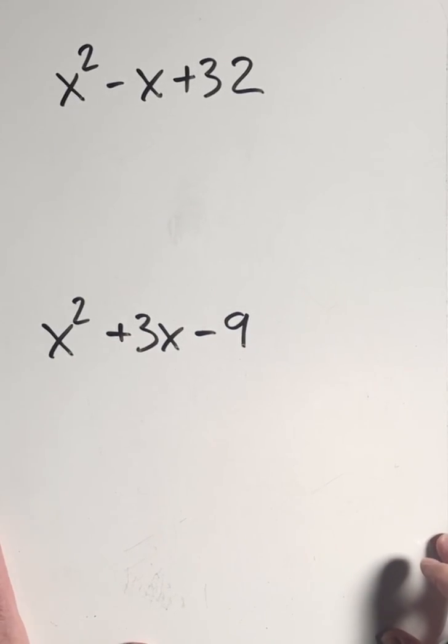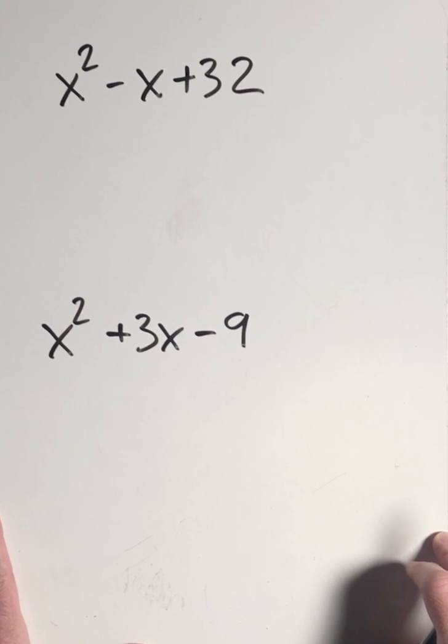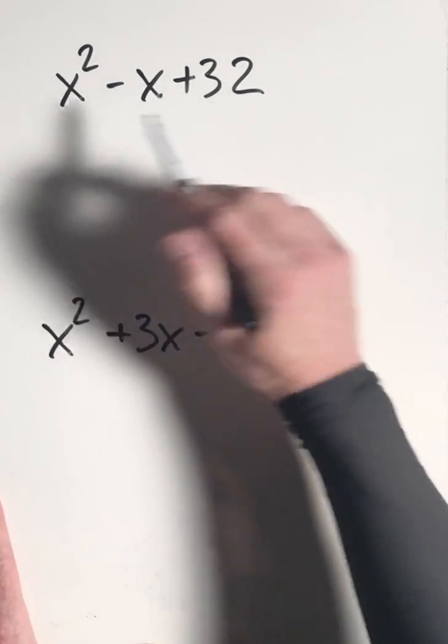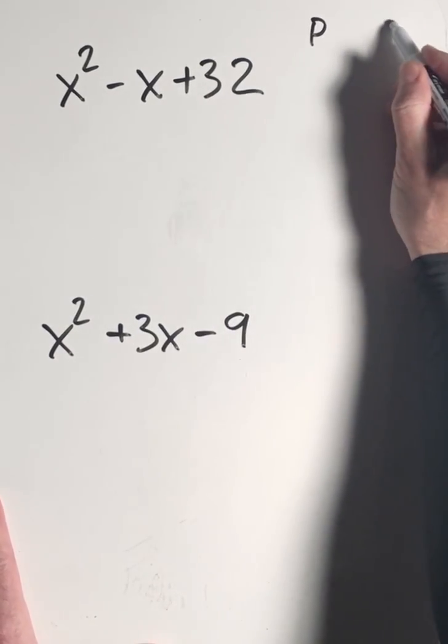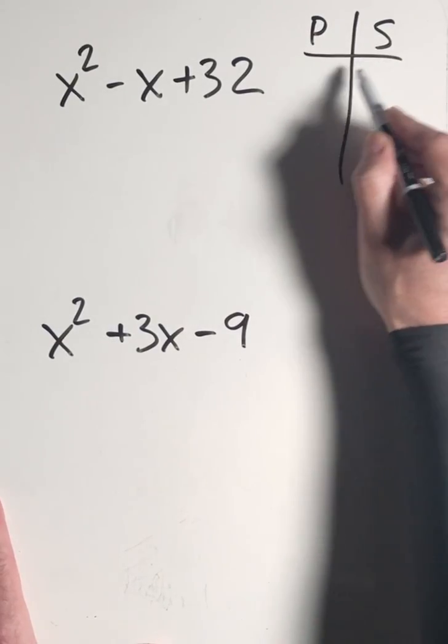Sometimes we will encounter polynomials at this point that do not appear to be factorable. Let's see what those look like. First thing I would want to do is, again, to make a product sum table.